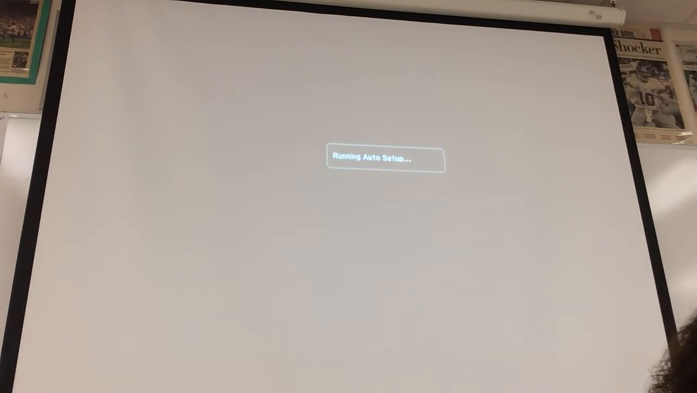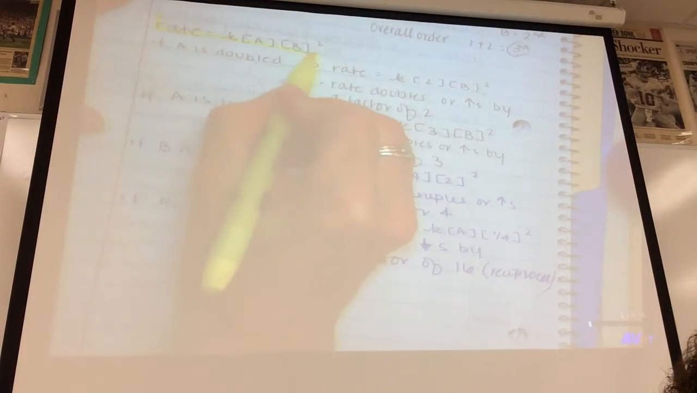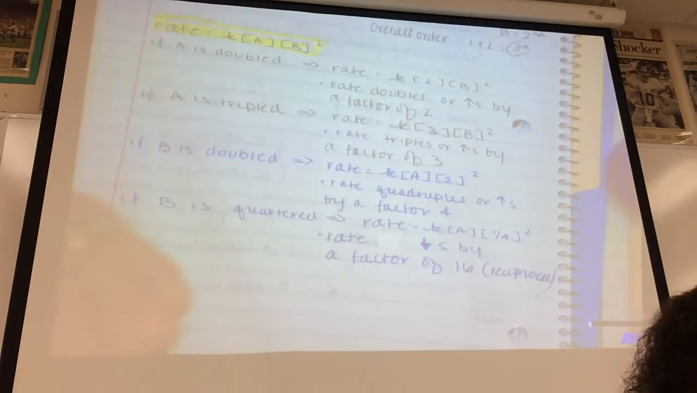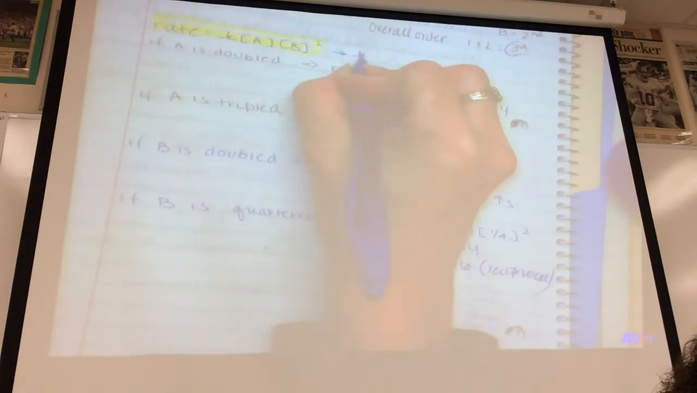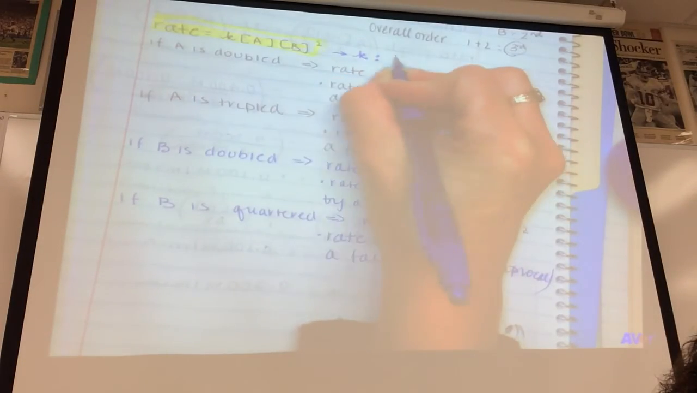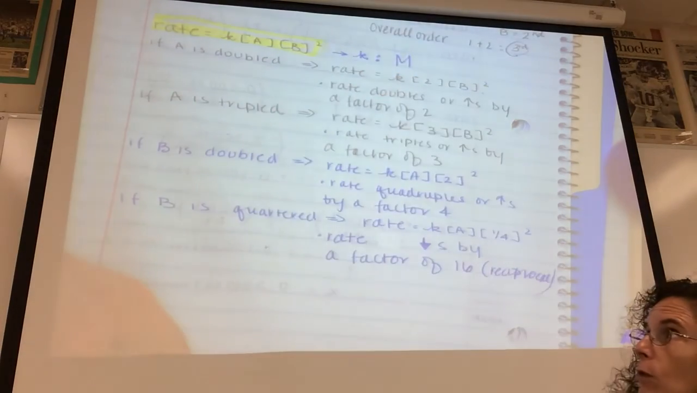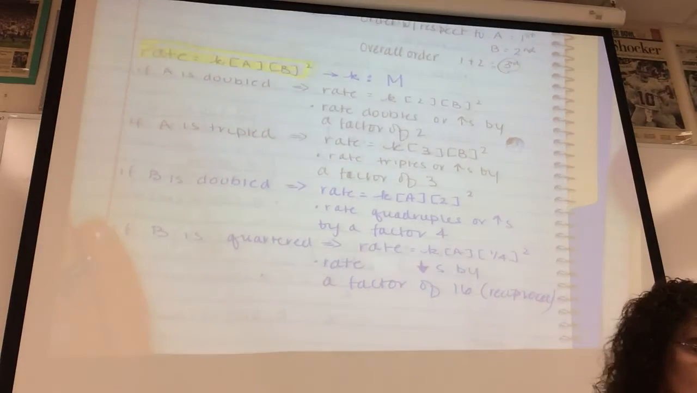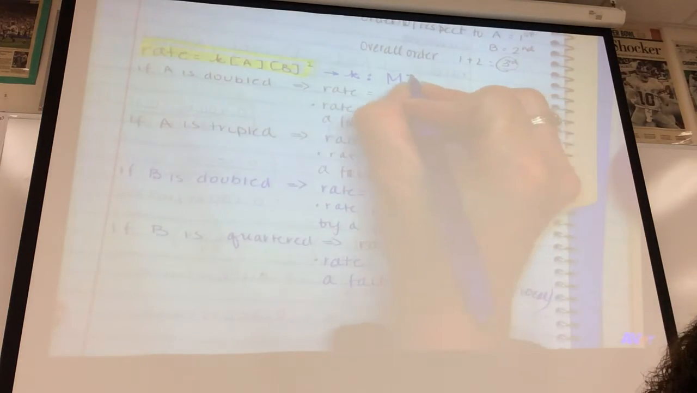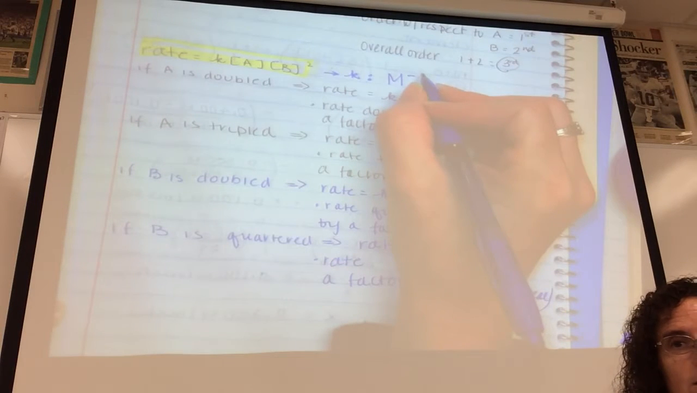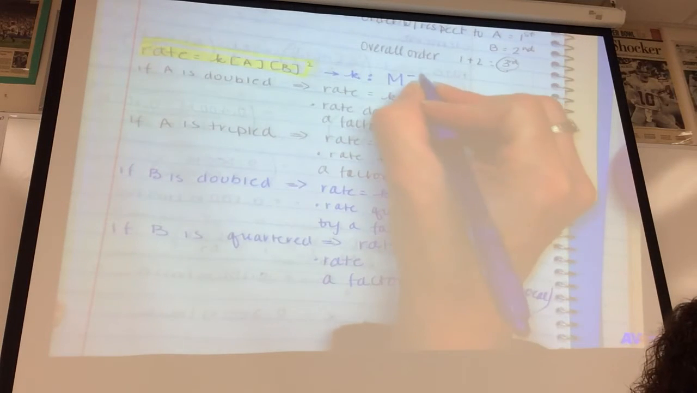So for example, in the rate law I gave you right here, you could determine the units of K because it's molar to the 1 minus overall order. What's the overall order? 3. 1 minus 3 is? 2. Really? Who said 2? You're in big trouble.